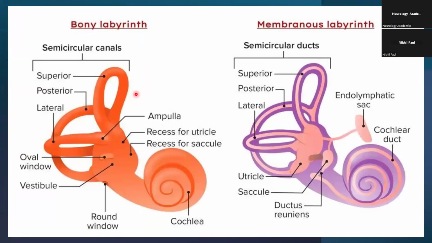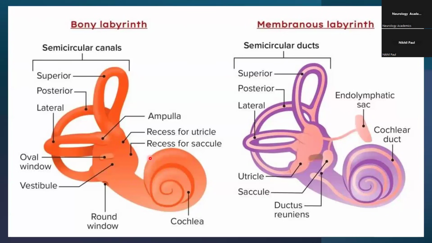It is very clear in this picture. The outside part is a bony labyrinth, and within that we have the membranous labyrinth. For example, corresponding to the bony part of the cochlea, inside we have the cochlear duct, and inside the vestibule we have our saccule and utricle, and inside our semicircular canals we have the semicircular canal ducts.